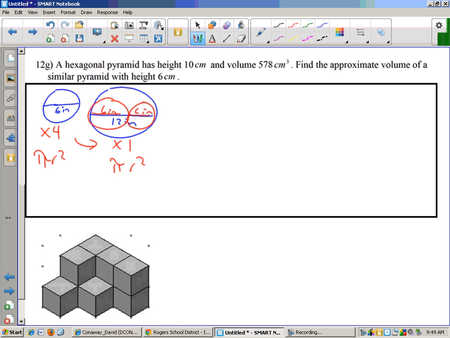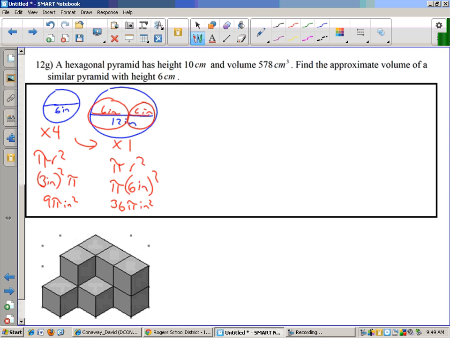R here is 3, so this is going to be 3 inches squared times pi. R here is 6. And then we come back and we say, look, this is going to be 9 pi inches squared. This is going to be 36 pi inches squared. How many 9s does it take to get to 36? 9 times 4.